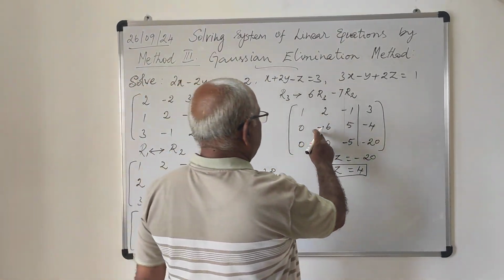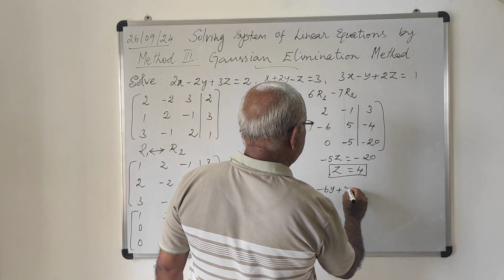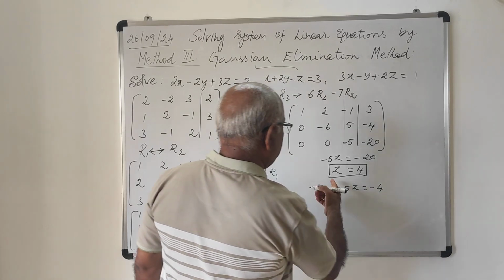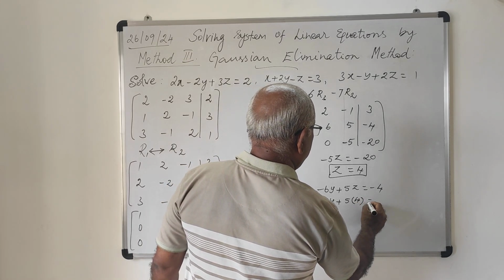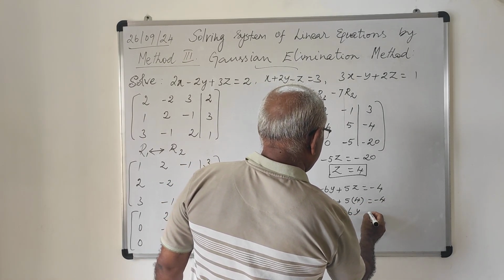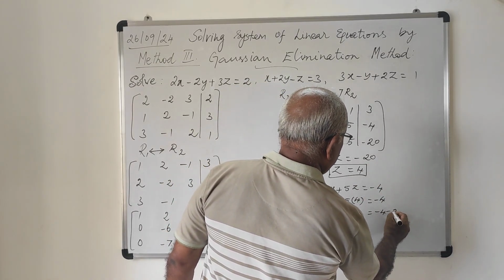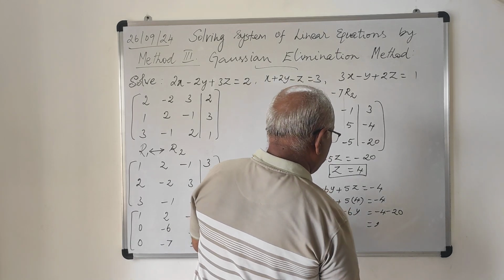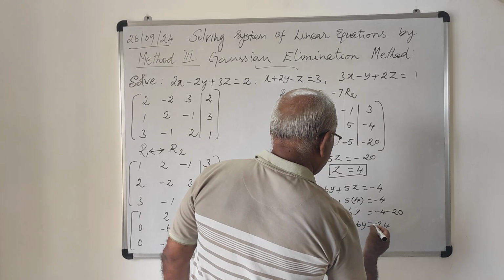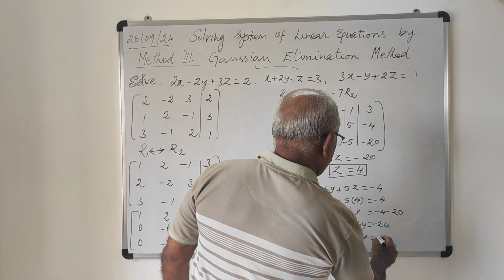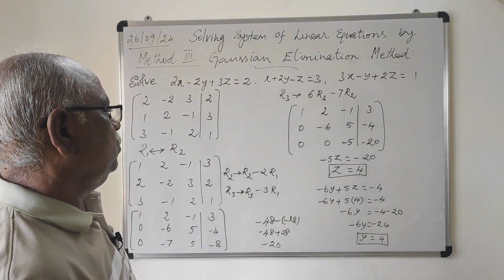And then from this second equation, second row, minus 6y plus 5 z equal to minus 4. Here minus 6y plus 5 into z is 4. 5 4s are 20. This is minus 6y equal to minus 4, minus 20. If you bring it to the right hand side, it is minus 24. Minus 6y equal to minus 24. Y equal to 4. So z equal to 4, y equal to 4.